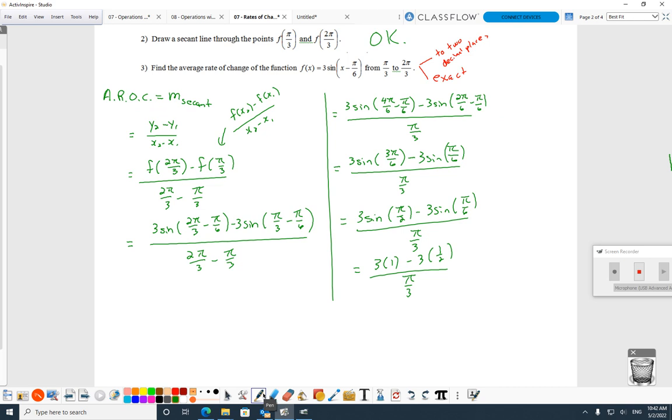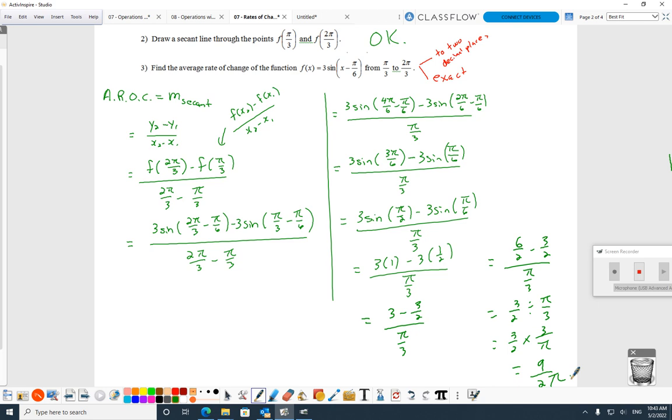Anyways, okay, so the top I get 3 minus 3 halves over pi over 3. 3 minus 3 halves is 3 halves. I'm going to show all the steps here, if it's stressing you at all. 3 halves times 3 over pi. 9 over 2 pi. Good.